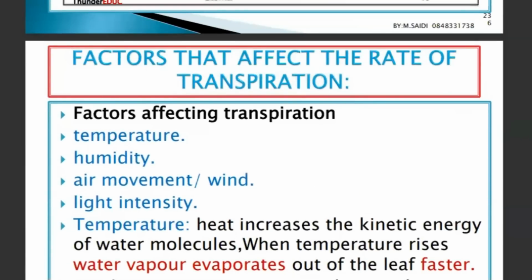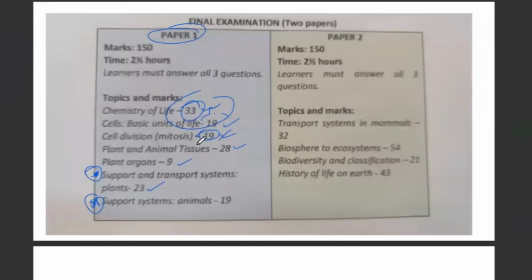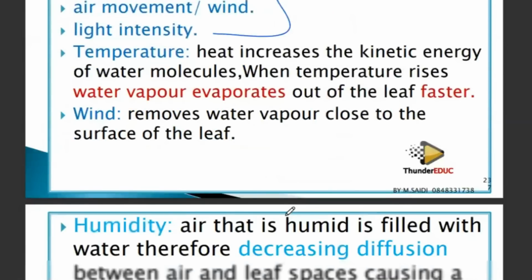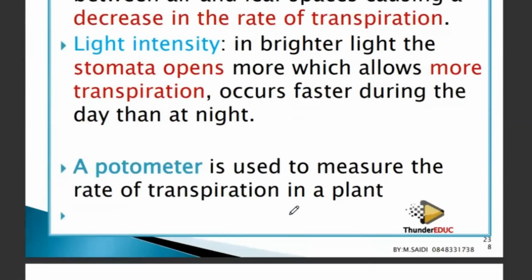I'm done with this. Support system and transport. All that is support system and transport. Here you need to know about transpiration. Guys, don't go without knowing the factors affecting transpiration and how they operate. Here, the instrument which is used to measure the rate of transpiration is called a potometer.